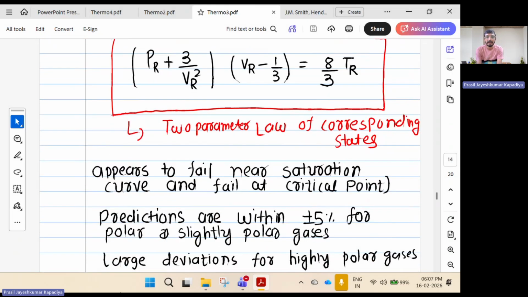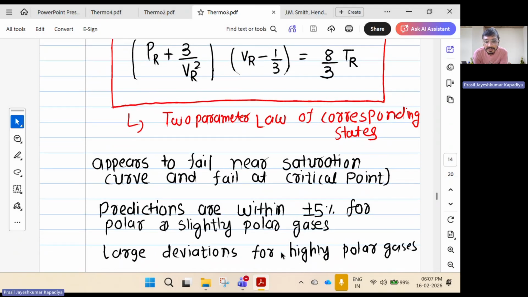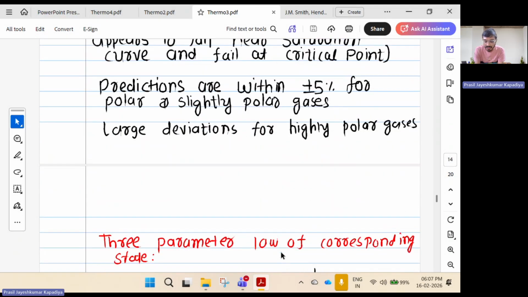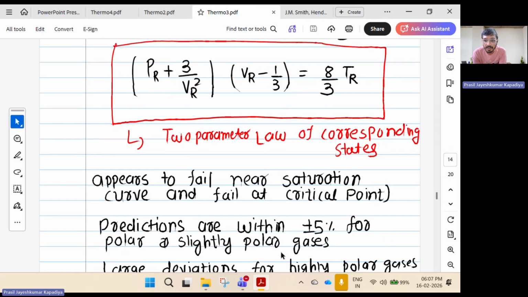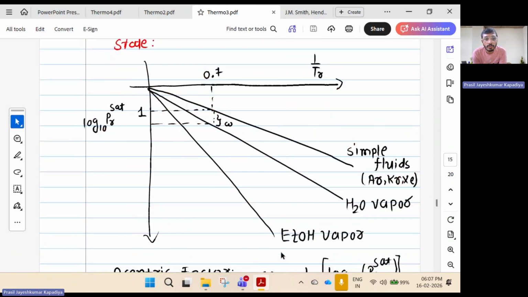From here we know that these predictions are within 5% for nonpolar and slightly polar gases, and large deviations are for highly polar gases. So there is something we are missing from this two parameter corresponding states theory. So from there we went from two to three parameters, and we included one additional term called omega, the acentric factor. For simple fluids like argon, krypton, xenon, the acentric factor is 0.